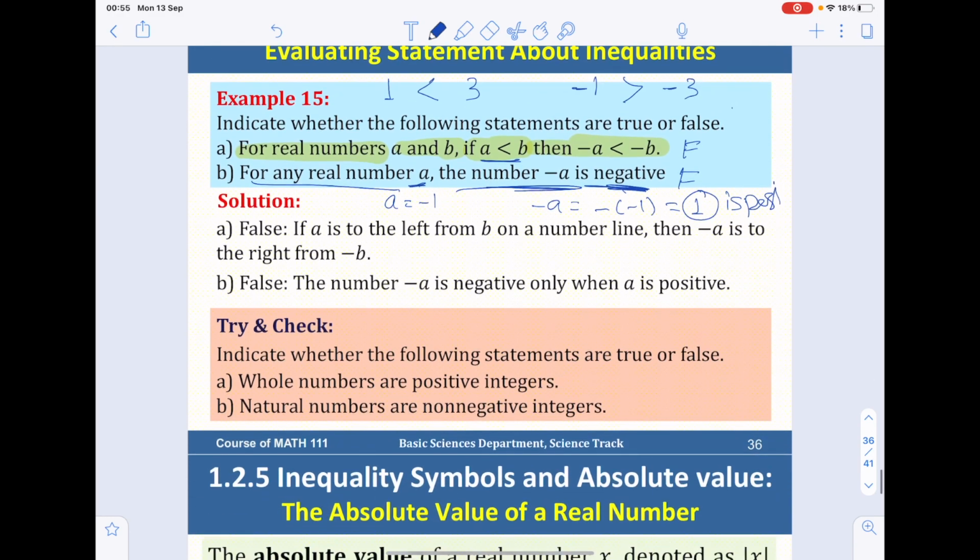Okay, let's see the question here. Try and check. Whole numbers are positive integers. Is that correct? You know that the whole numbers are 0, 1, 2, 3, and so on. Are those positive integers? The positive integers do not include 0, but here we have 0. So this is false.